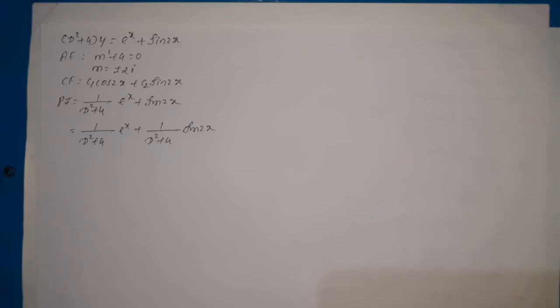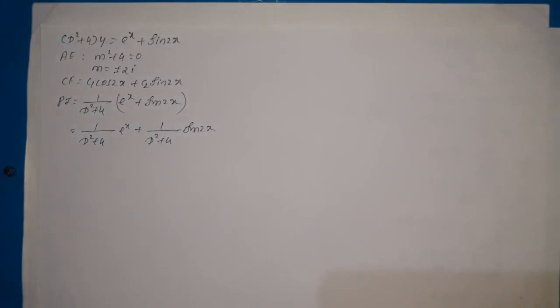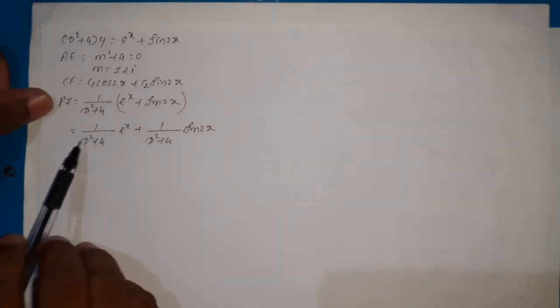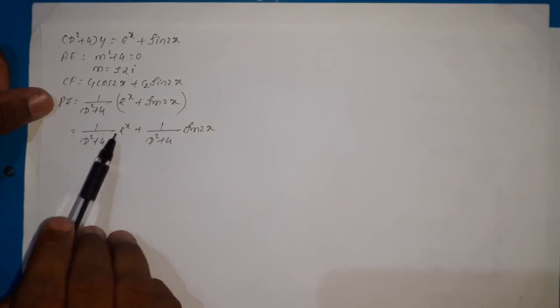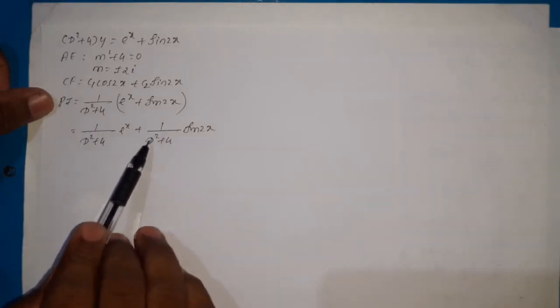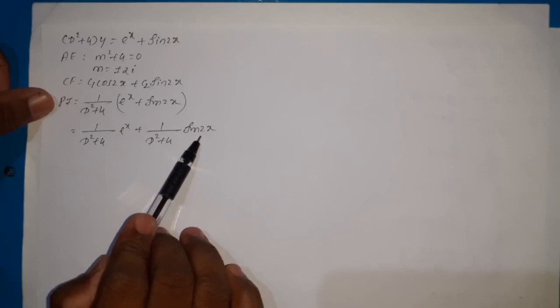So now the particular integral. Here the particular integral is 1 divided by d square plus 4 into e power x plus sin 2x. Whenever there is a sum or difference of two or more functions on RHS, then we have to separate the denominator for each and every function and then proceed. So here we have separated 1 divided by d square plus 4 into e power x plus 1 by d square plus 4 into sin 2x.